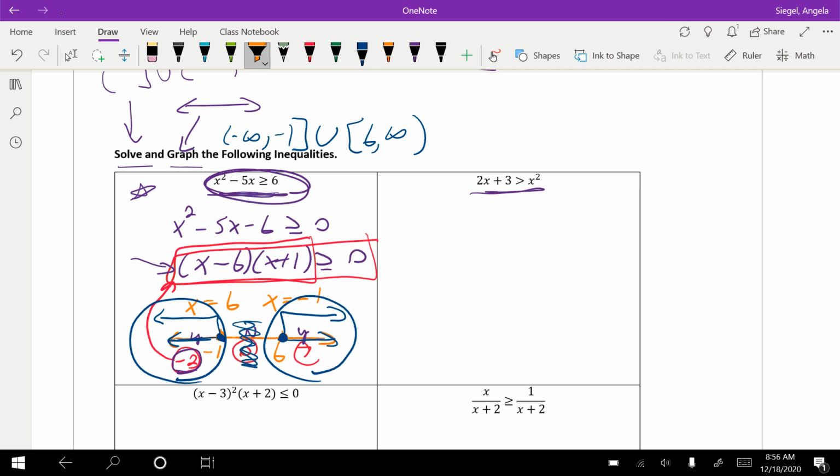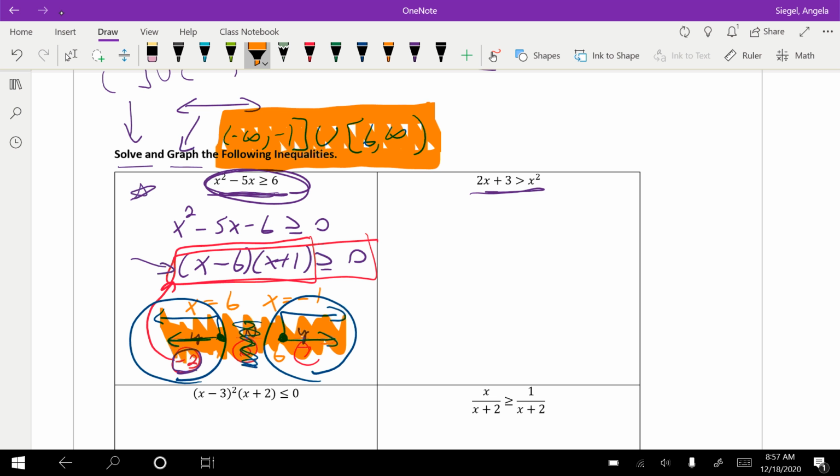So again, this right here, ooh, that's a highlighter, that's beautiful. This is my answer for the solving, and this nastiness is my answer for the graphing. So that's what your teacher is going to be looking for on the test, or what I'm going to be looking for on the test.